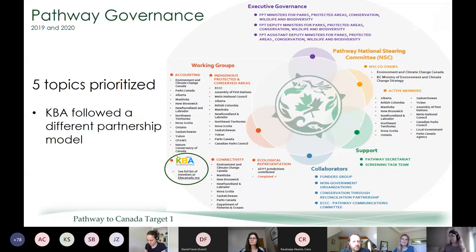So, needless to say, of all the five topics prioritized for immediate advancement through Pathway, most followed the traditional working group format, as you can see on the screen. However, the Key Biodiversity Area efforts were truly developed to advance as a partnership with the Canadian KBA Coalition. And this model was effective due to the coalition's excellent communication, collaboration, and a true desire to create this sense of joint ownership. Next slide.